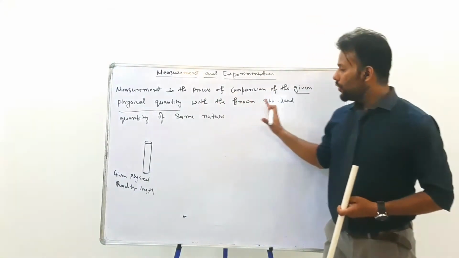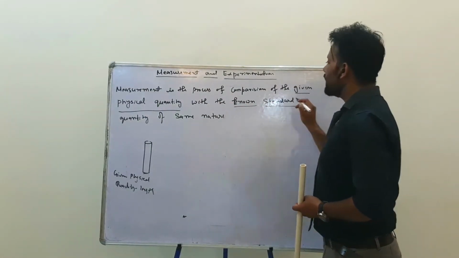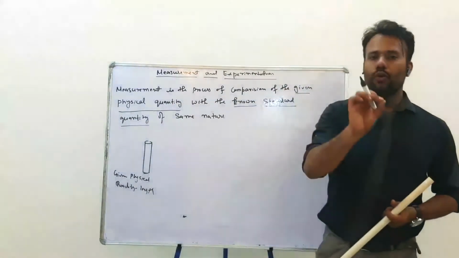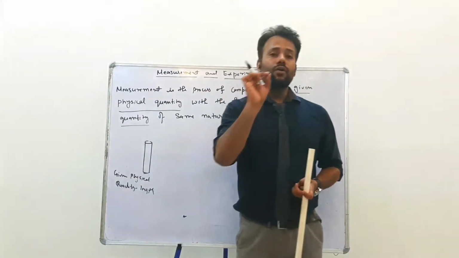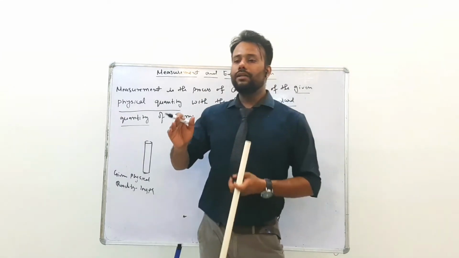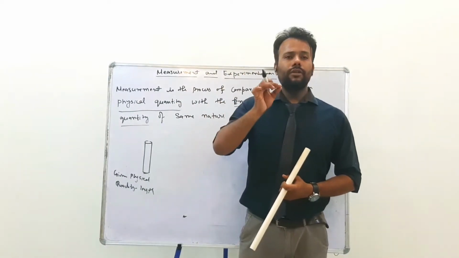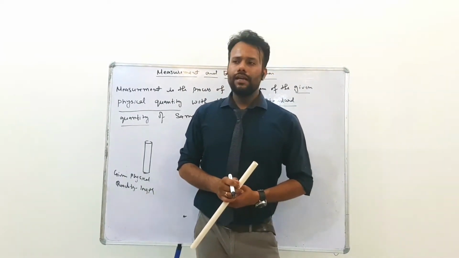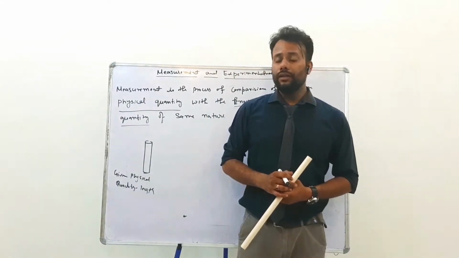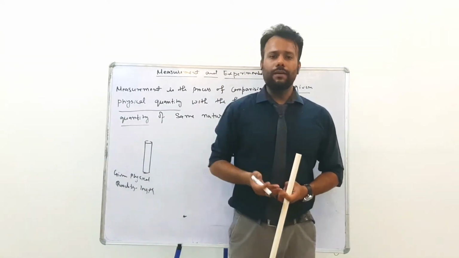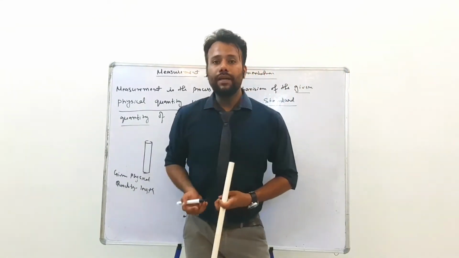Now what is the next part of this definition? With the known standard quantity. That means we must have something called a standard quantity, which is decided by the Bureau of Measurements. They decided what will be the standard of the length, and let's say the standard of the length is 1 meter. And how do we decide the 1 meter? We have the definition of 1 meter later in this chapter. So they decide the standard of the length is, let's say, the meter.